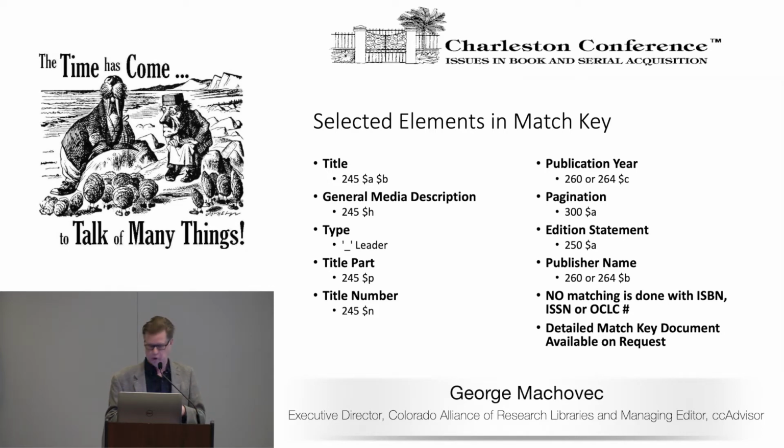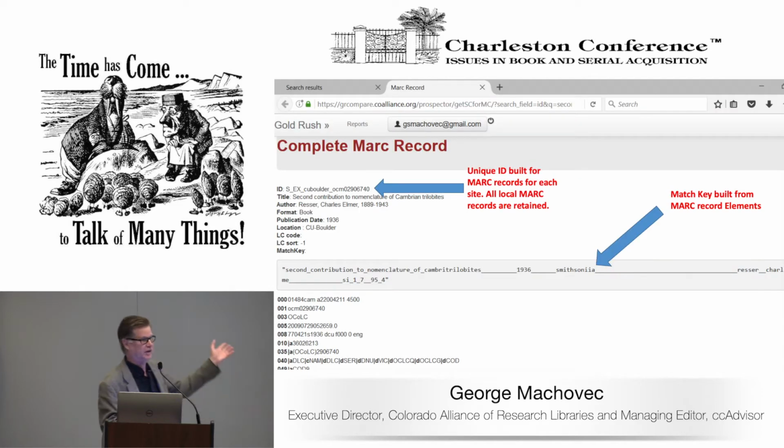And it seems to work pretty good. This is what a match key looks like. You can see on the screen the lower arrow. And basically, we take this metadata, we create a match key record, we normalize it all, and that's what brings the records together in the system. That's the secret sauce to make it work.